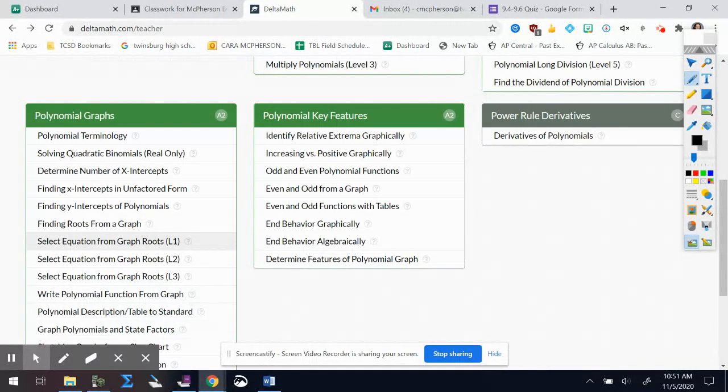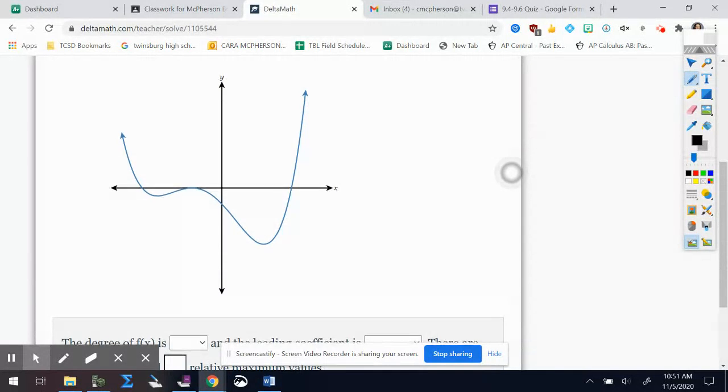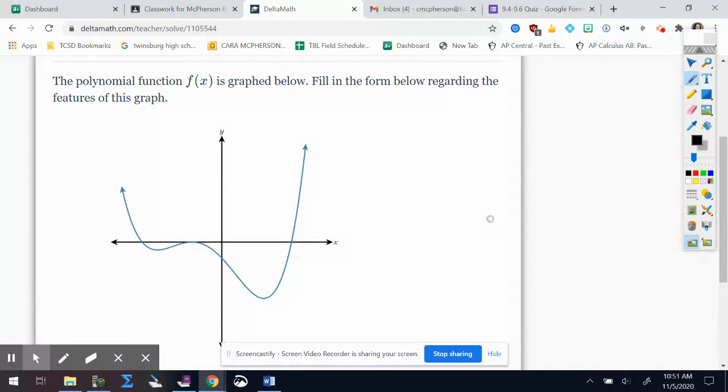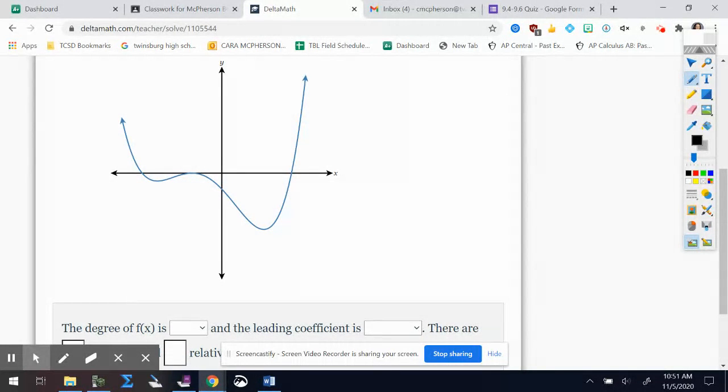So you will also be determining the features of a graph. I want to spend a little more time on this. So you're going to have something like this. Oh, this is a good one. And it's going to ask you to fill in different things that we know about the graph. So here's what we've got. We've got a graph that goes through the x-axis back here in the left, and then it just touches the x-axis, and then it goes through again.